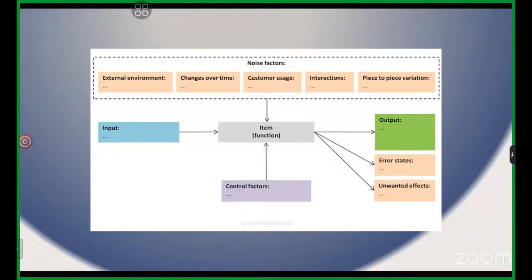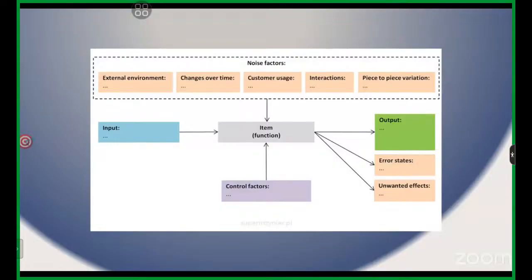The external environment, there are changes over time, especially on controls and calibrators, and also the maintenance of equipment. There are changes over time. Customers' usage, how do you use that equipment? How do you interact with the analyzer? How do you interact as teamwork in the lab? There are piece by piece evaluations. There are so many items and processes, complexities in the lab, you know them. How do you make sure that these processes go right so that you can get the correct output?